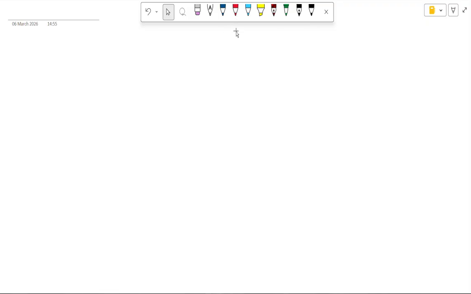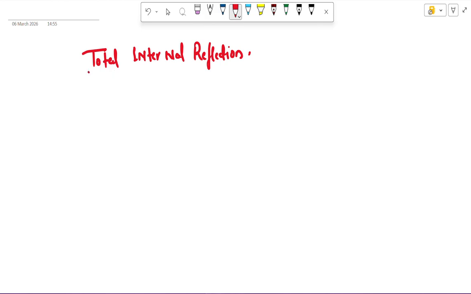Today I am going to show you my demo lecture through a simple topic, total internal reflection. So let's start. Before going to total internal reflection, the first thing we should know is what we understand by reflection and refraction.